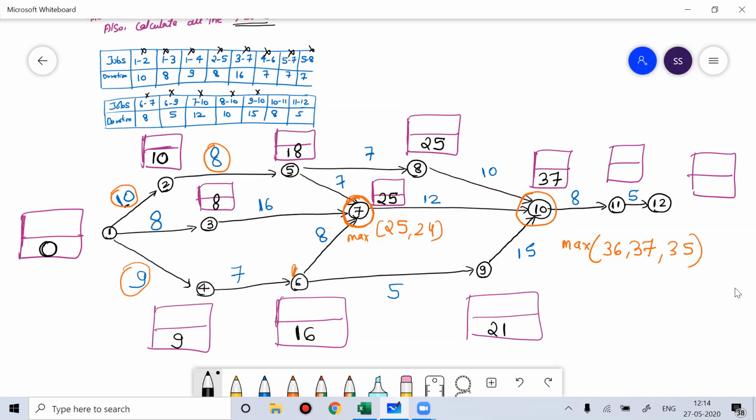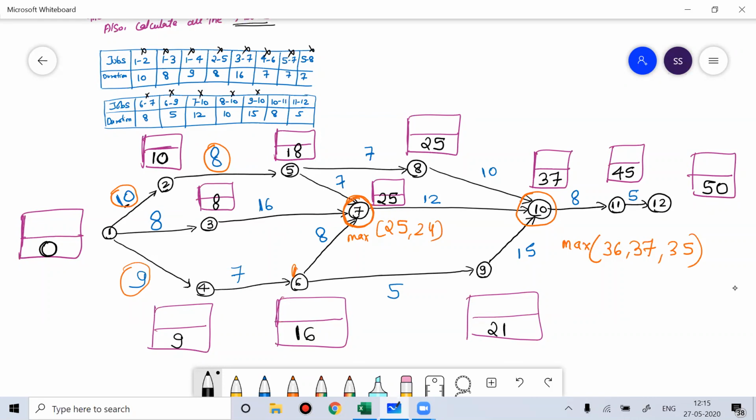Then if you talk about node 11, it is all very easy. 37 plus 8, that is 45, and 45 plus 5, that is 50. So what we did, we filled the bottom part of the data, and this method of filling the bottom part of the data is called forward pass calculation.